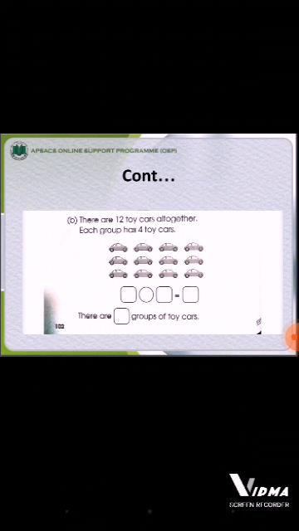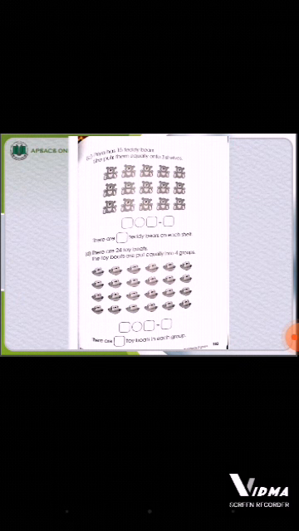Question number B is similar to question number A. There are 12 toy cars. Altogether, each group has 4 toy cars. You have to divide 12 cars in 4 groups. Similarly, question number C is, Priya has 15 teddy bears. She put them equally onto 3 shelves. She put them equally means she divided the teddy bears in group of 3s in 3 shelves. So divide 15 with 3 and write the answer. Next, there are 24 toy boards. The toy boards are put equally into 4 groups. Divide 24 with 4.